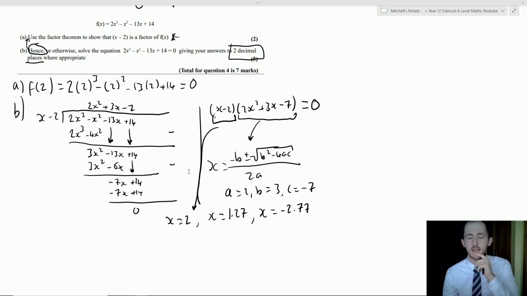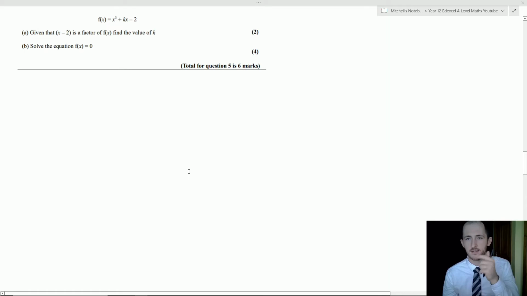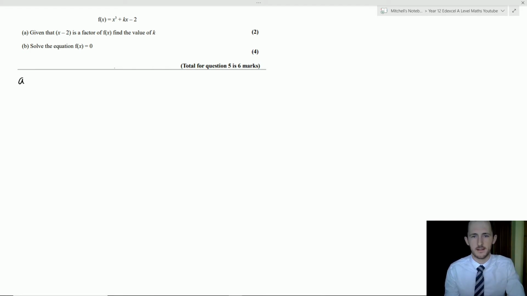Perfect. So let's go on to the next one. And again, as you can see, the question's getting a bit more simple in its language. Okay. Part A. Given that x minus 2 is a factor of f of x, find the value of k. So what I'm subbing in is f of 2, and that should equal 0.